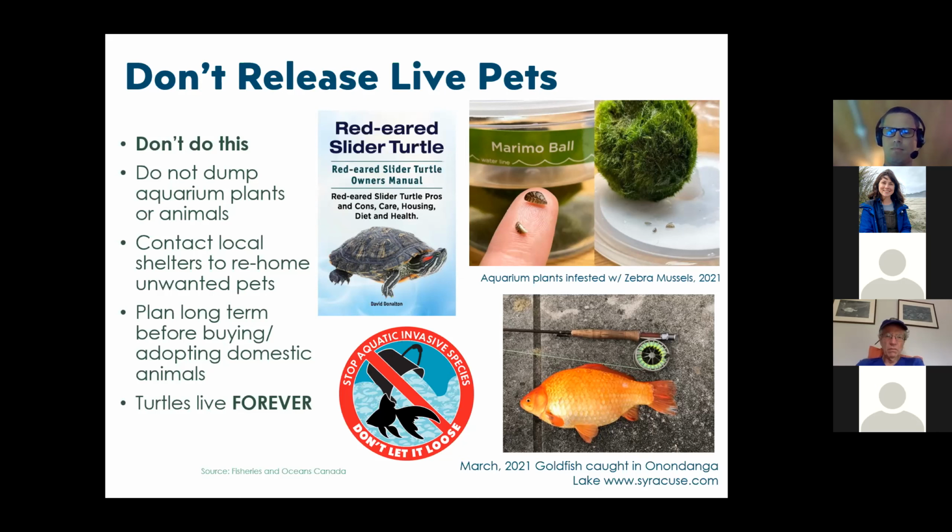If you follow our social media, you'll remember back in the winter, these moss balls for aquariums that were sold to big box pet stores across North America were actually infested with zebra mussels. And so, just think twice before becoming an aquarium enthusiast or turtle owner. And I say that as a lover of both. Next, please.